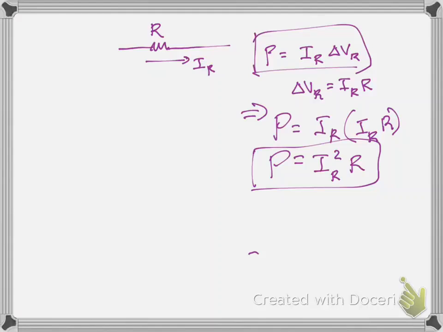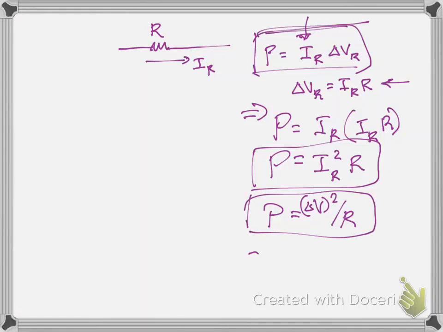Just to be complete, for a given problem, we may not know the current through something. We may know the potential difference and the resistance, so we can substitute in for the current in P equals IV using Ohm's law, V equals IR. If we substitute in for the current, you can see that the third form of power can be written as delta V squared over R, if we don't know the current and we know the potential difference and the resistance. You don't have to remember all three of these, right?